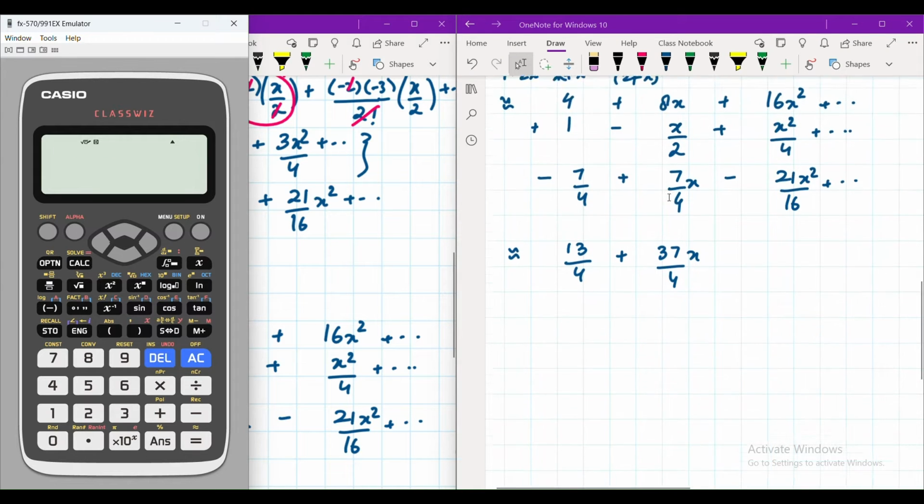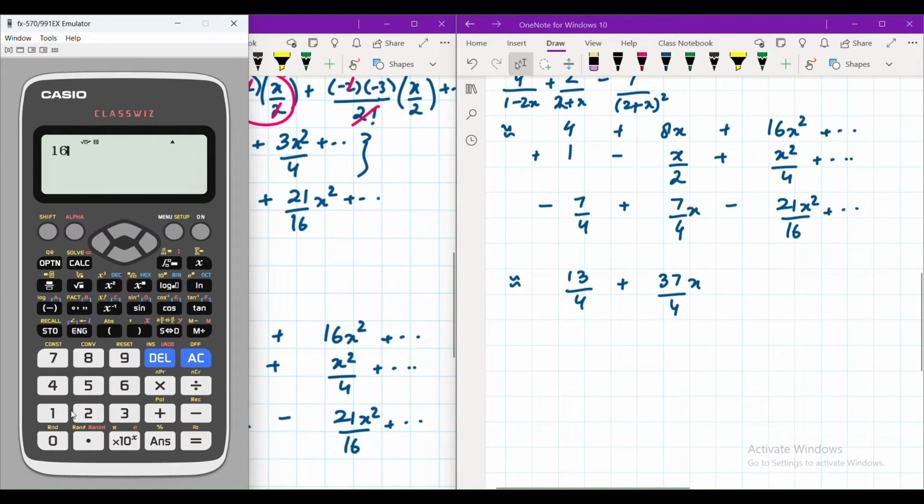And then we have these three terms, 16 plus 1 divided by 4 minus 21 divided by 16, 239 over 16x squared. And that's our final expansion.